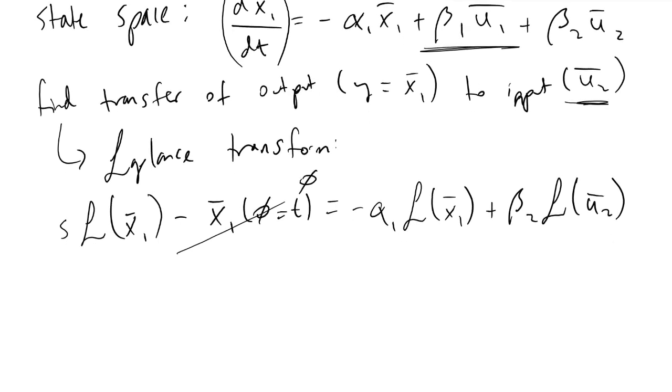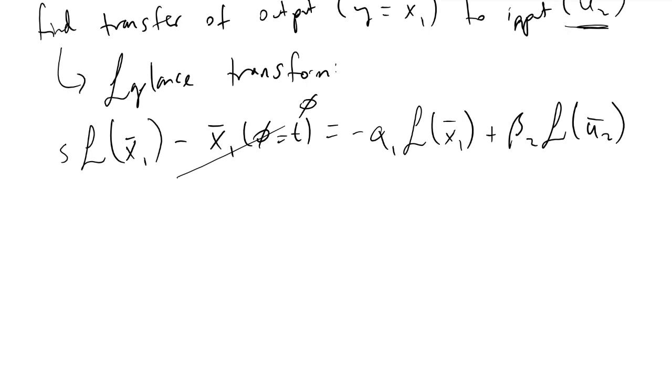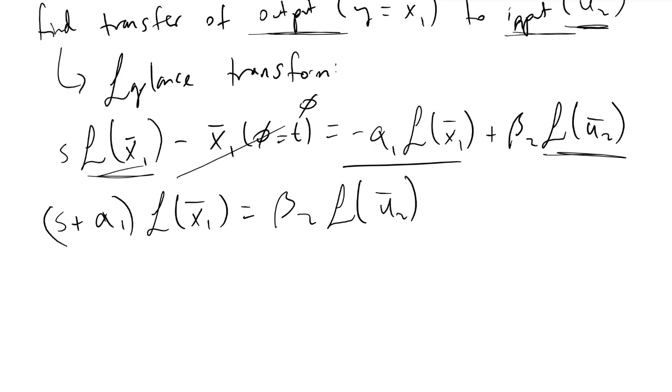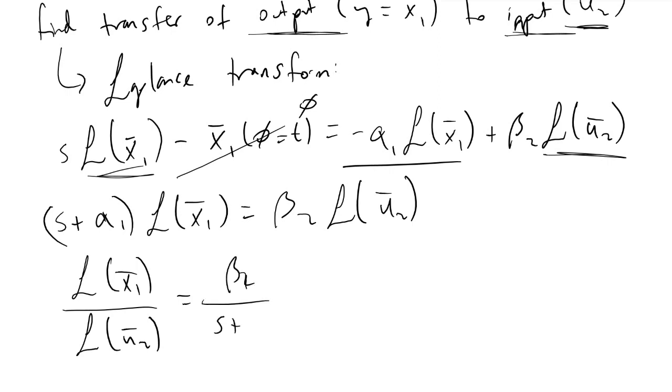Now we algebraically rearrange this equation, because we want the output, the Laplace transform of x1 bar, to the input, the Laplace transform of u2 bar. The first thing we'll do is move this term over to the left-hand side of our equation. We'd have the Laplace transform of x1 bar equivalent to beta 2 times the Laplace transform of u2. To get it into the form we need, we divide both sides, and we end up with the Laplace transform of x1 bar over the Laplace transform of u2 bar equivalent to beta 2 divided by s plus alpha 1.